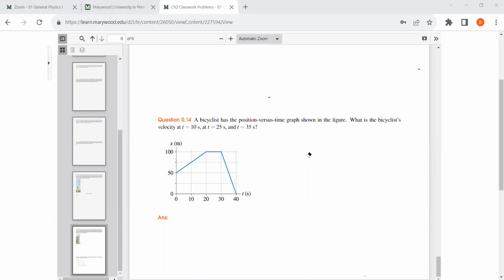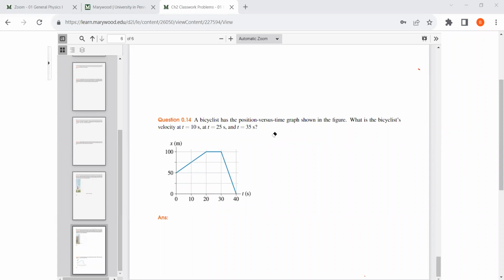So what is the bicyclist's velocity at t equal to 10 seconds, t equal to 25 seconds, and t equal to 35 seconds? So t equal to 10 seconds is this. If I want to know the velocity at t equal to 10 seconds, we have to find the slope of this line. So how to find the slope?